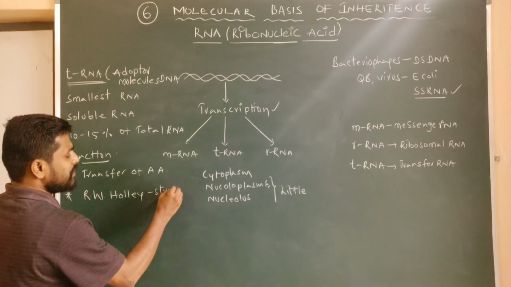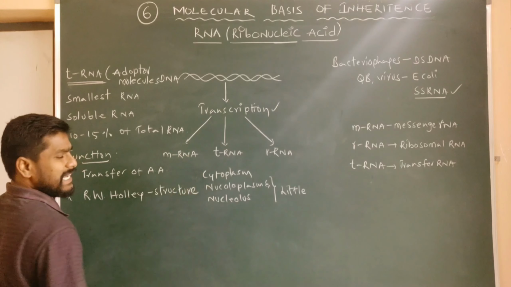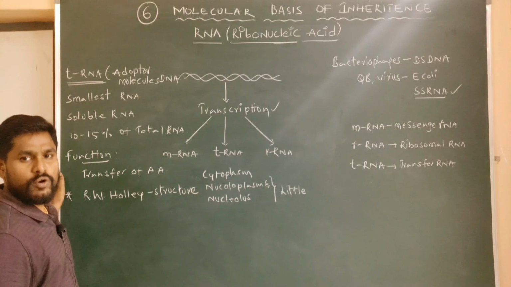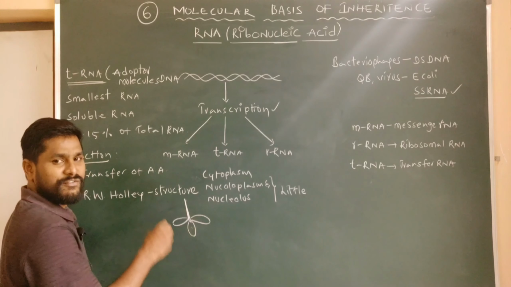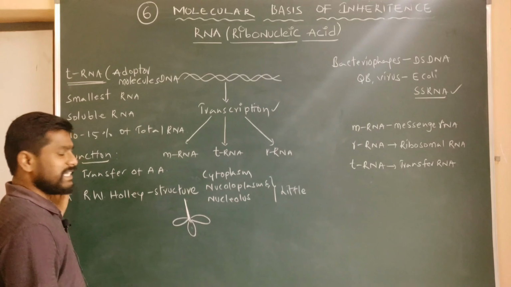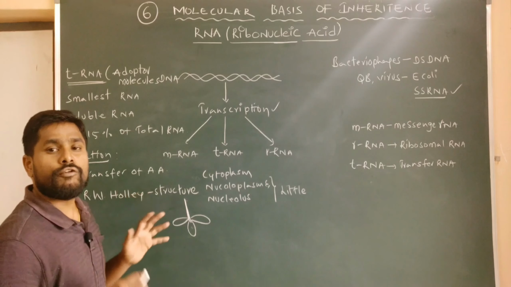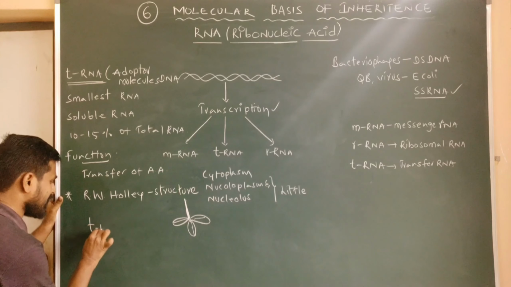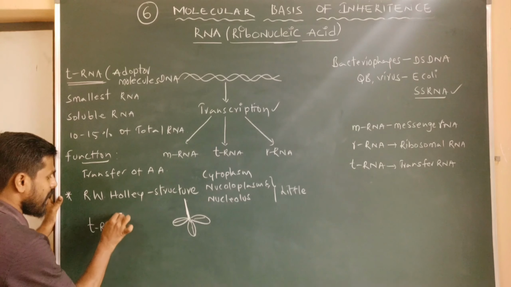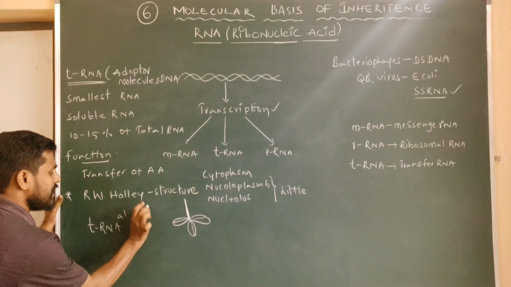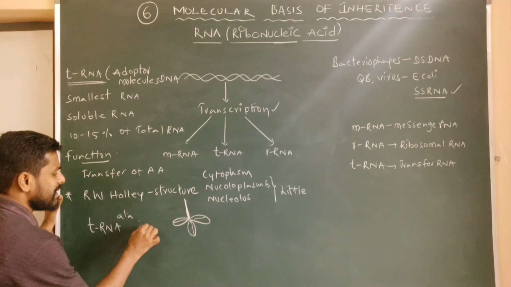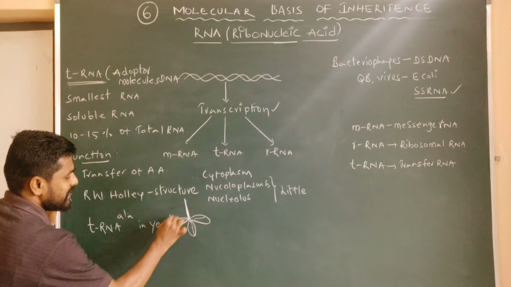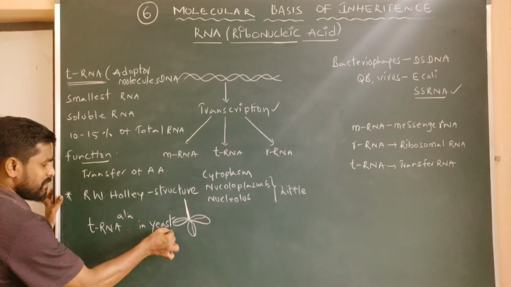Here, according to him, the tRNA resembles a clover leaf. Clover leaf is a trifoliate leaf. Like that, the tRNA molecule has 4 arms. He worked on tRNA alanine in yeast cells. Keep this point in mind.